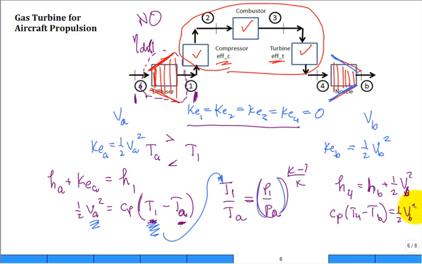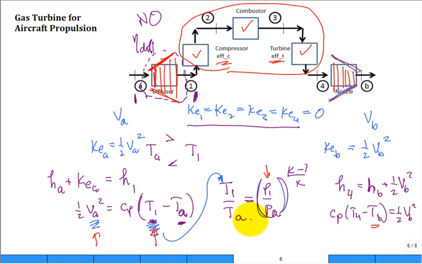Typically V sub A is given, then I'm able to get T sub 1, then I'm able to get P sub 1. That's the strategy for the diffuser. What about the nozzle? I'm looking to get the velocity at B. Let me clean that up a little bit. So I need to get the temperature at B. How am I going to get the temperature B?